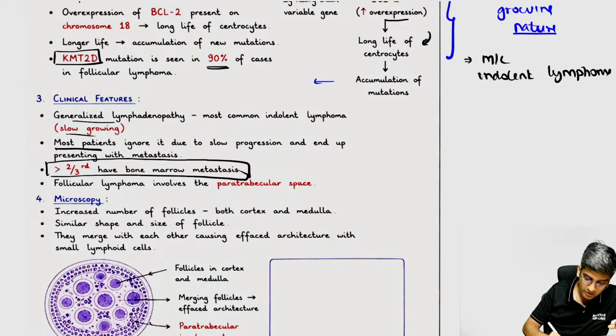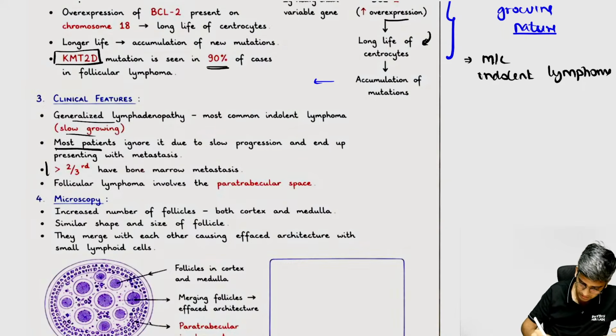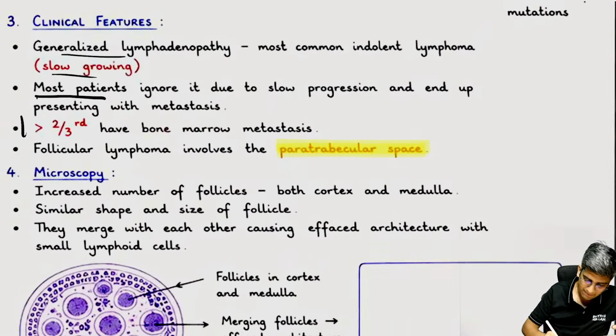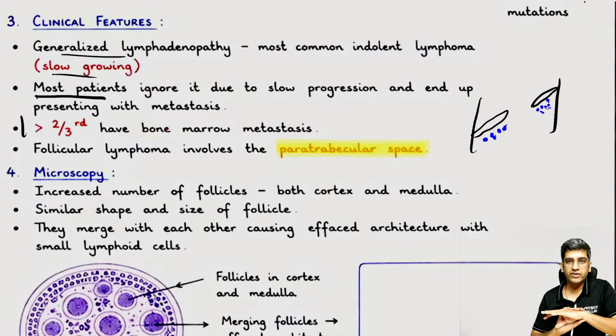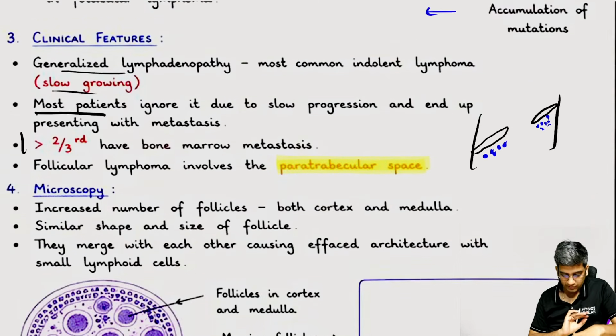And in bone marrow, there's a very unique way of presentation. It's called a paratrabecular presentation of the metastasis, right? Which means the tumor cells will accumulate in the paratrabecular area. If you have a bone marrow like this, I have a bone marrow trabeculae here. If you want to draw a diagram, you have all these lymphoma cells arranging in the paratrabecular area. That's a classical finding for follicular lymphoma, paratrabecular involvement, right?